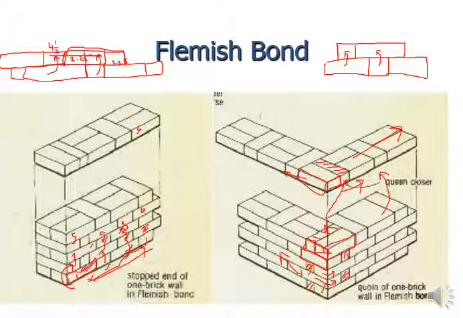So if one side in one direction, then in the consecutive course you are placing the queen closure in the next direction. In this way, alternately the corner has been adjusted. That's very important. The inside of the wall is very easy for any type of bond, once you understand the pattern of the brick to be laid. But for the corner you have to understand which type of brick and how you are going to place it.